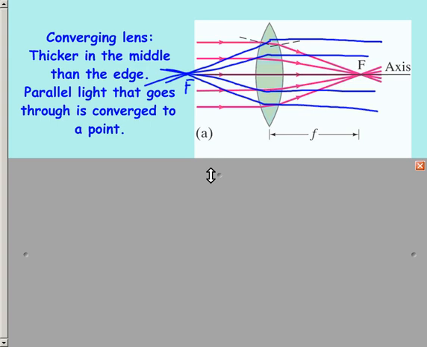Okay, so notice something. The lens has two focal points, one on each side. All the lenses we're going to deal with are the same shape, and so the focal points are going to be equal distances away from the lens on each side. Does it make sense? So that's the first big difference. We're going to have a focal point on each side of the lens.